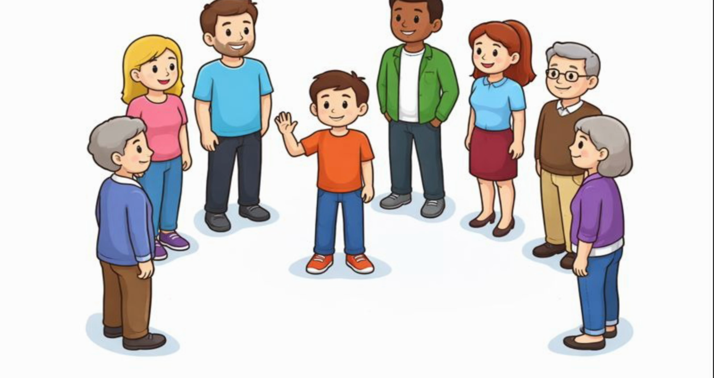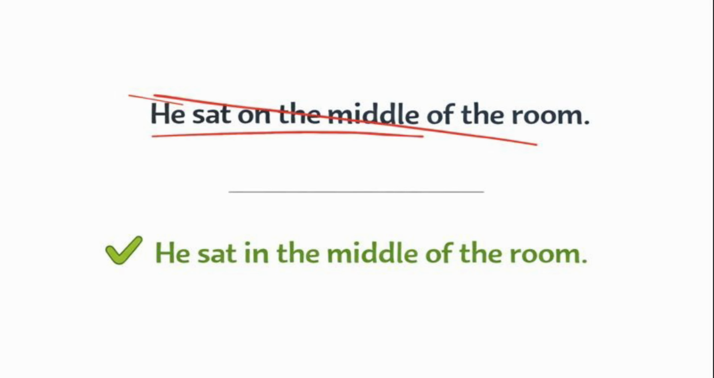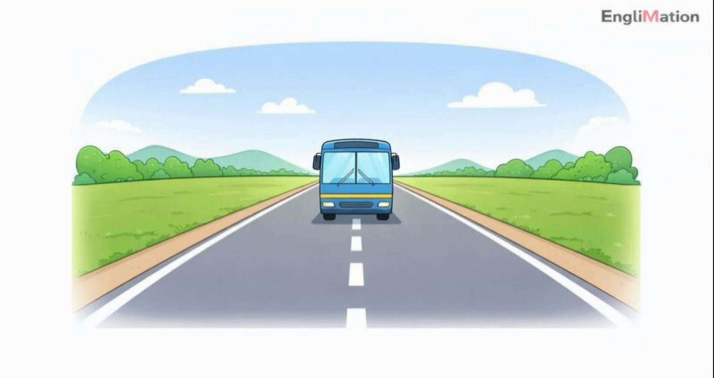We also use this phrase for groups. He stood in the middle of the crowd, meaning he was surrounded by people on all sides. A common mistake is using on the middle of. The correct and natural phrase is always in the middle of. For example, the bus stopped in the middle of the road. This means the bus stopped between the two ends of the road.